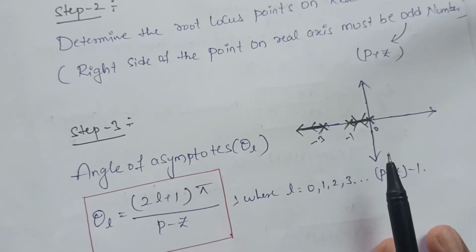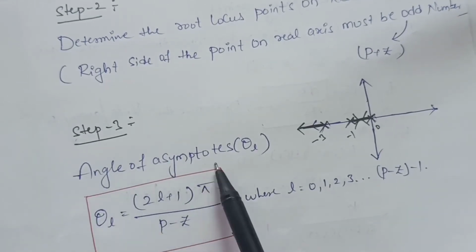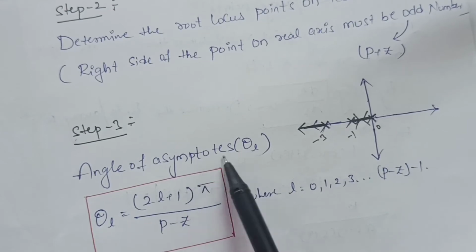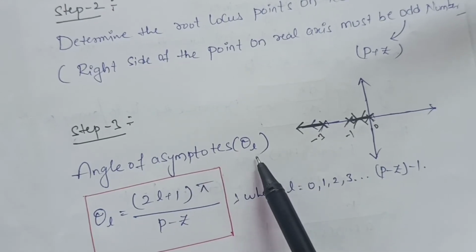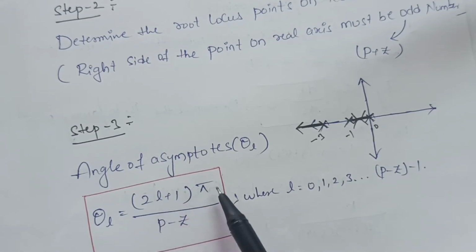Coming to step number 3, angle of asymptotes. Angle of asymptotes is represented with θL. Now θL equals (2L plus 1) times 180 degrees divided by P minus Z.